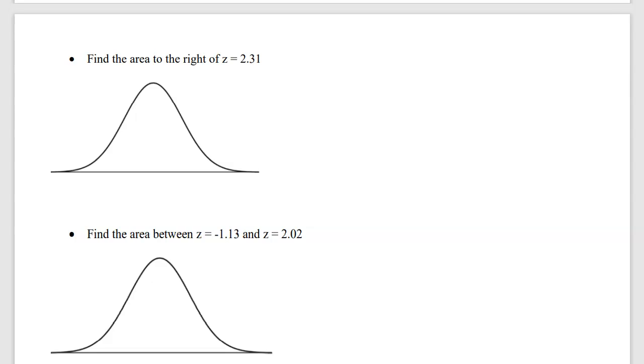Now let's look at how we would find the area to the right of a z-score. So this z-score, remember that 0 is right in the center, is positive. So I'm going to come over here and I'm going to estimate, and it's going to be approximately 2.31. And I want the area to the right. So I'm going to color in to the right.